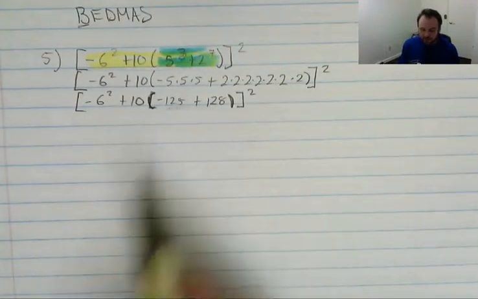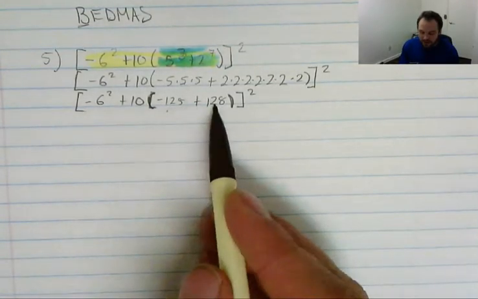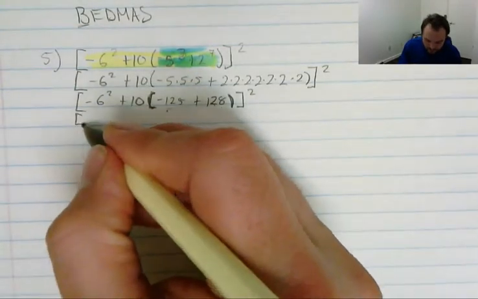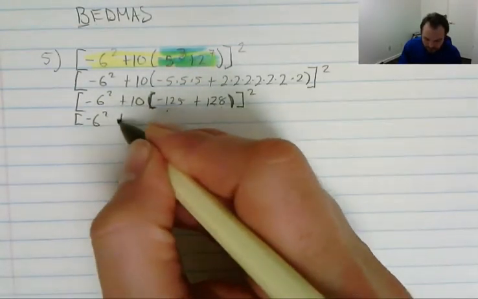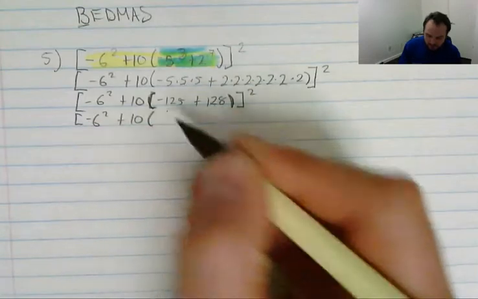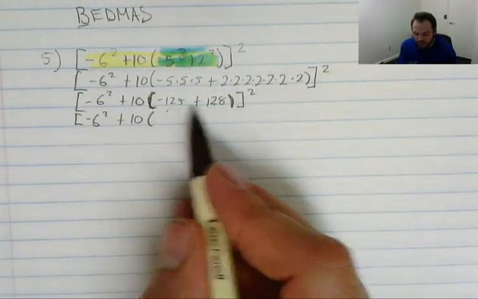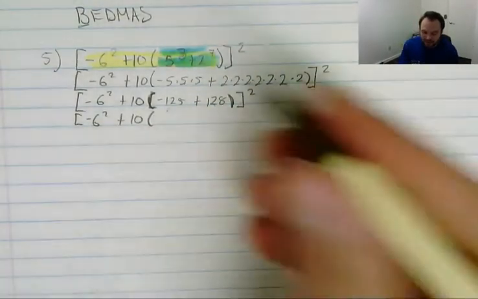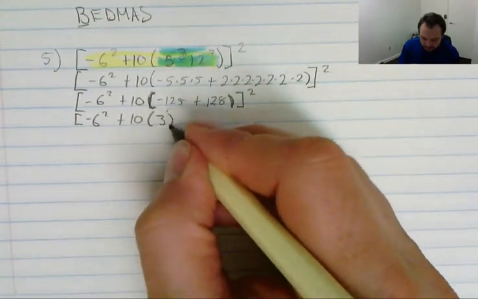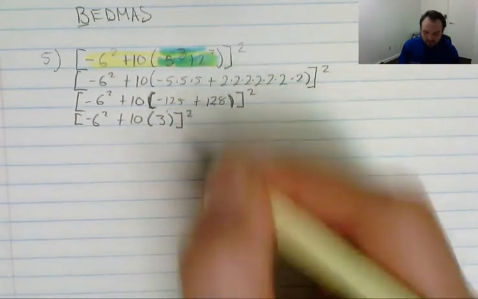Yes, we have an addition and subtraction here. So we're adding a negative and a positive. So we're going to have -6 squared plus 10. And then here we have -125 plus 128, which is going to give me 3 positive. Then all this will have to be squared.